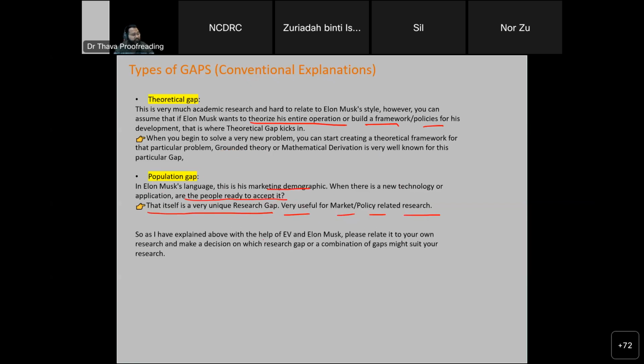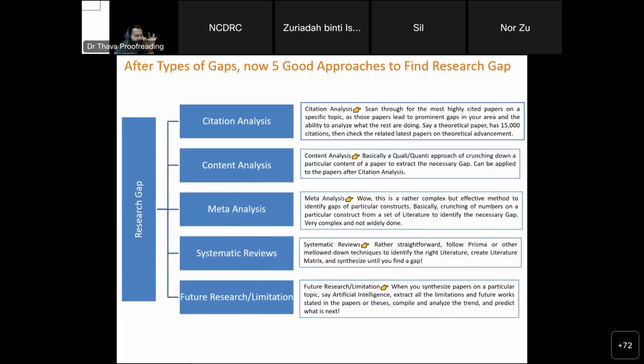So as I've explained above with the help of EV and Elon Musk, please relate it to your own research and make a decision on which research gap or a combination of gaps might suit your research, not necessarily only one gap. You can use a combination of that, totally fine. Because the differences between them is very distinctive yet very slim.